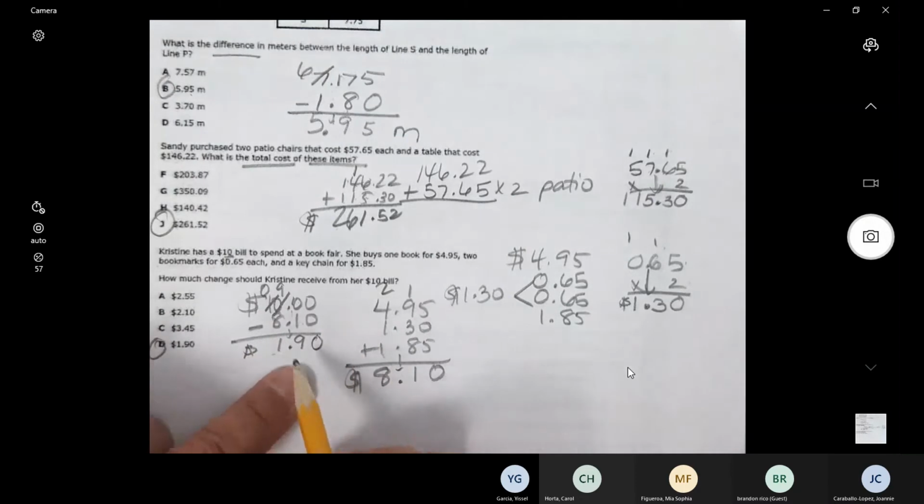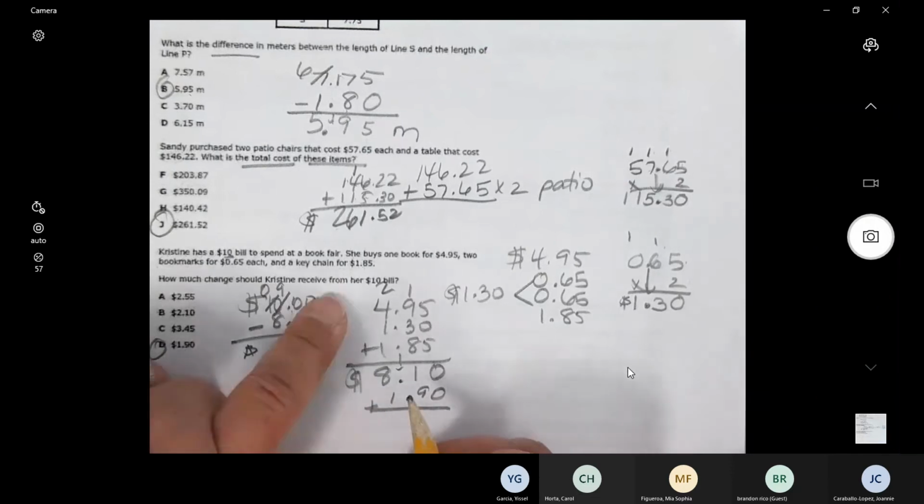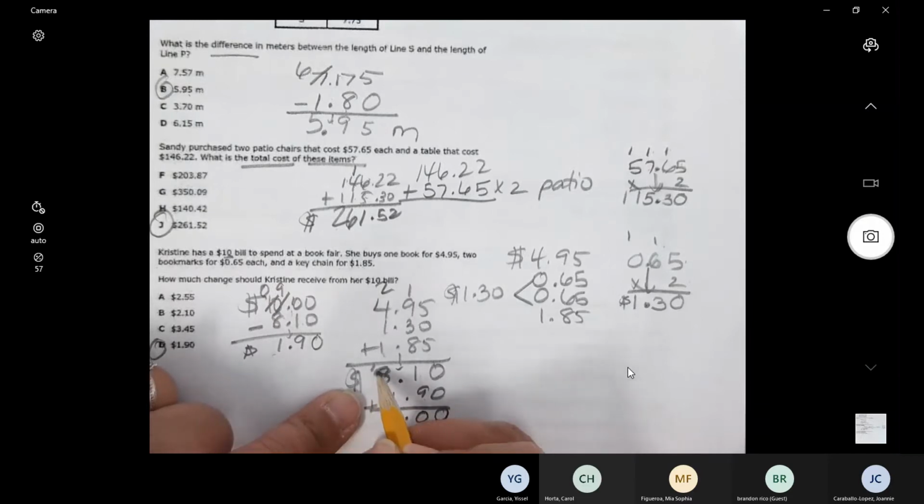Now, if I'm not sure if that answer is correct, I can take the total, which was $8.10, and add the 1.90, and that should give me what? The answer should be 10. If it isn't, it means I did something wrong in the calculation. So 0 plus 0 is 0. 1 plus 9 is 10. Bring down my decimal point. Carry the 1. 1 plus 8 is 9. And 9 plus 1 is 10.